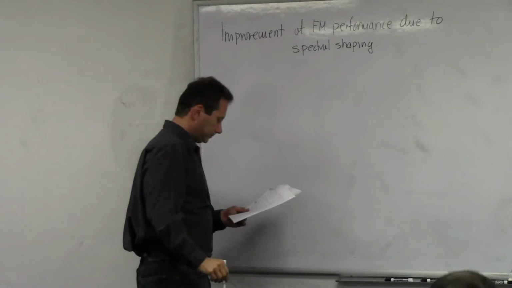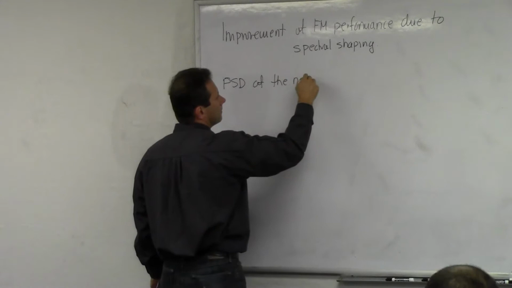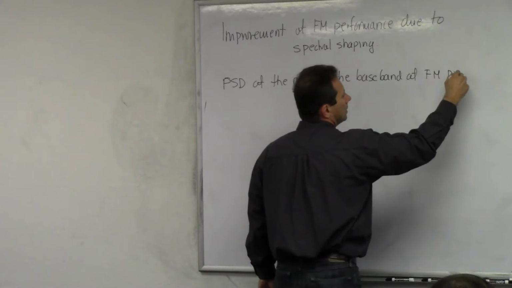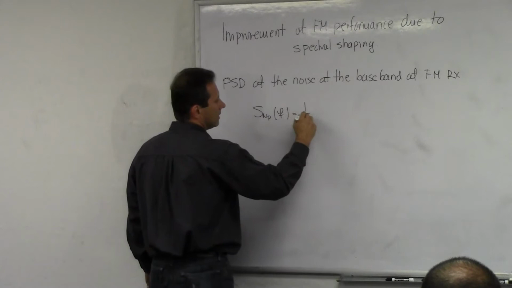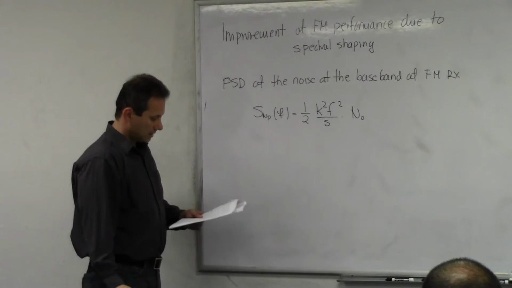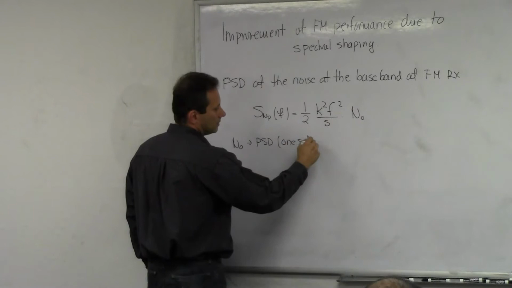What we derived the last time, the power spectral density of the noise at the baseband output of the FM receiver, is given with this expression: S_n,out(f) = (1/2) k² f² / S times N0. Let me specify what these quantities are. N0 is the one-sided power spectral density of the noise at the input.